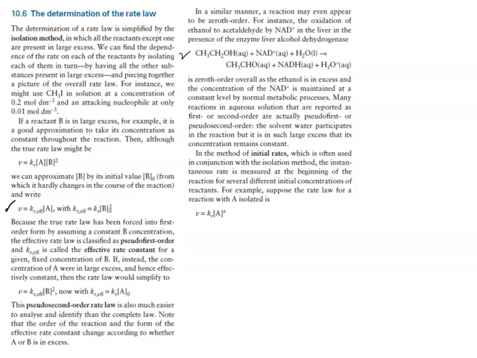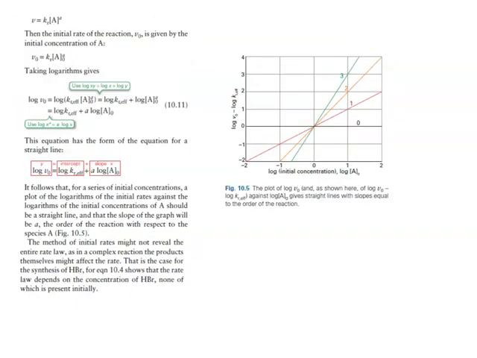In the method of initial rates, which is often used in conjunction with the isolation method, the instantaneous rate is measured at the beginning of the reaction for several different initial concentrations of reactants. For example, suppose the rate law for a reaction with A isolated is as follows, where the rate equals the rate constant times the concentration of A raised to a. Given that, the initial rate of the reaction, v naught, equals the rate constant times the initial concentration of A raised to a.